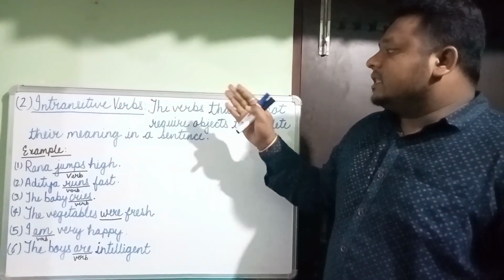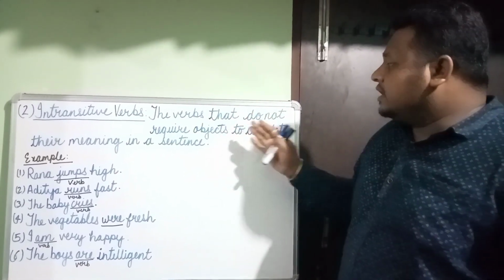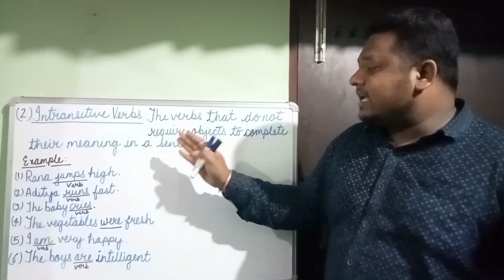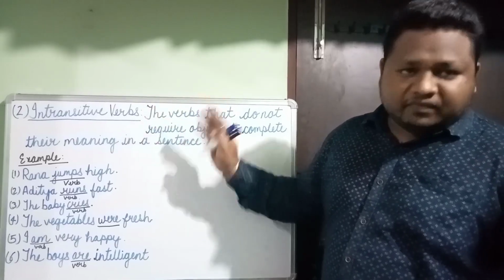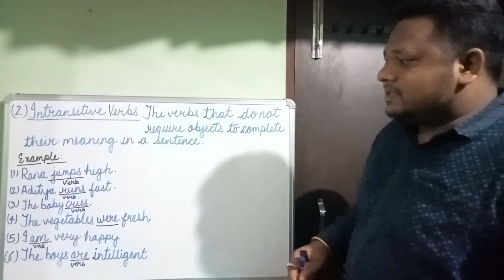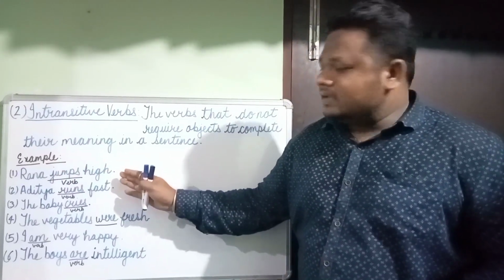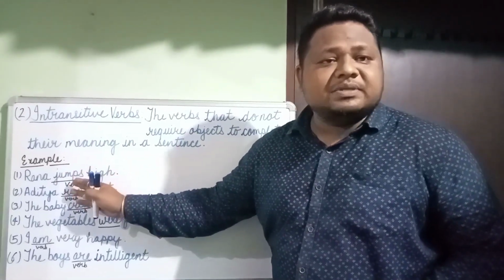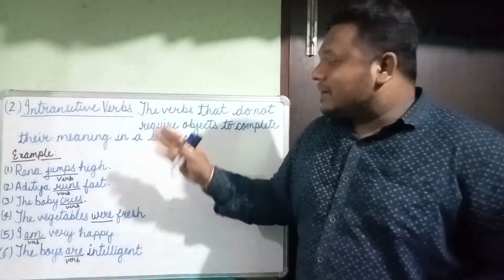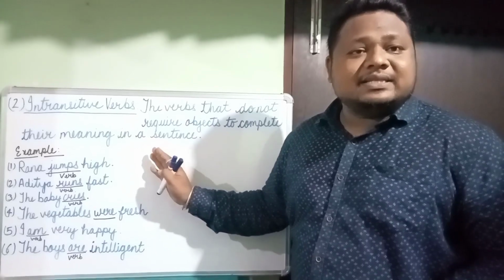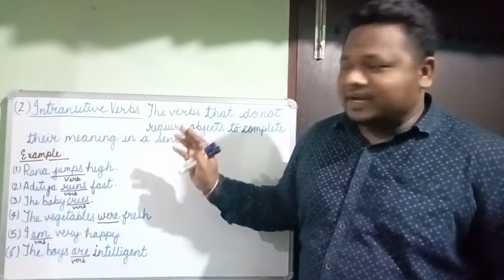Intransitive verbs are the verbs that do not require objects to complete their meaning in a sentence. Such verbs are called intransitive verbs. Let us see some examples. Number 1, Rana jumps high. In this sentence, jumps is the verb, but there is no object. But still the meaning of the sentence is complete. That's why jumps is an intransitive verb here.